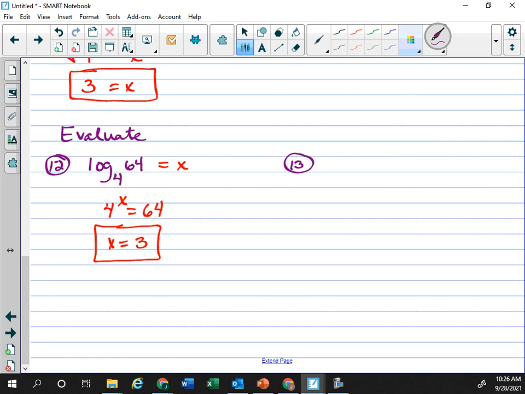All right, let's do log base 3 of 1 over 81. Evaluate that one for me. Check with your neighbors, see if you guys got the same thing.